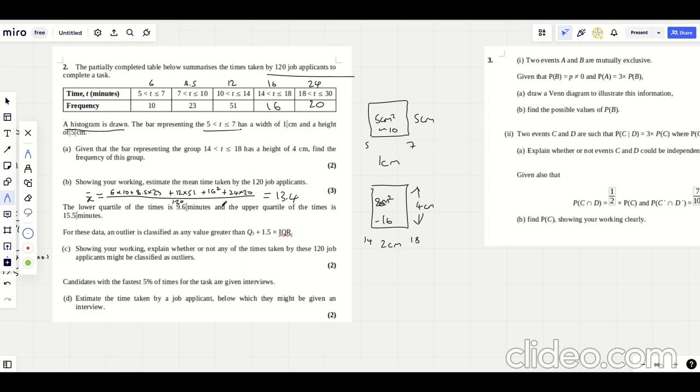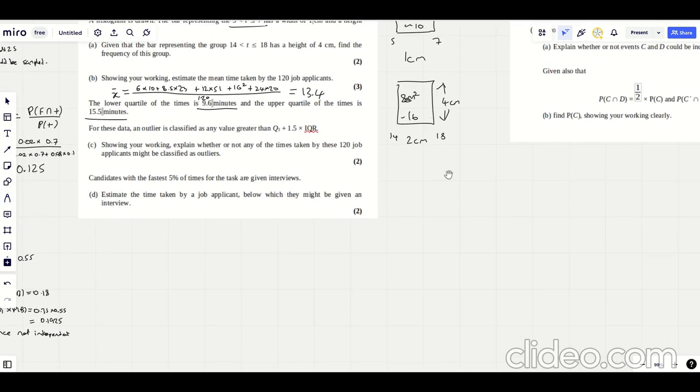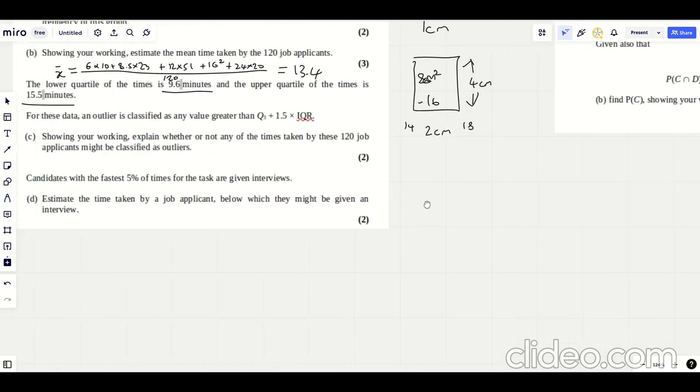Okay, so those two were quite nice starts to the question, really. This should be a nice question. The lower quartile of the times is 9.6 and the upper quartile is 15.5. I presume they've done that by interpolation. You could actually work that out yourself by interpolation, but you don't need to because they've told you the answer.